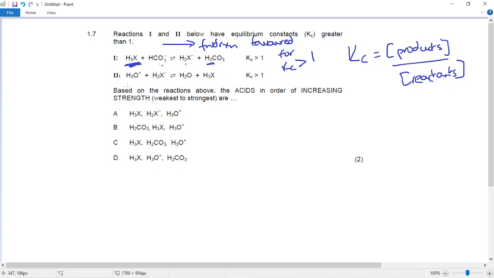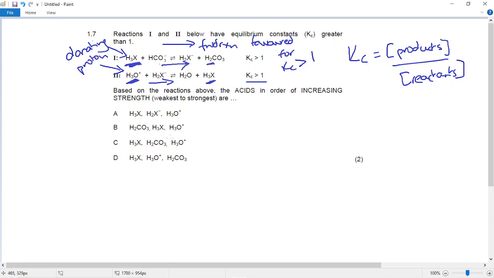But if we go to the next one, where we have a proton and an H3X, sorry, not the proton, it's the hydronium ion. The hydronium ion is forcing this H2X into the acid, which means that the H3O is better at donating its protons than the H3X, because the Kc is showing us the forward reaction is happening. So in both of these, the forward reaction is happening, which means that these two are the big bossy ones that are donating their protons, which makes them an acid.